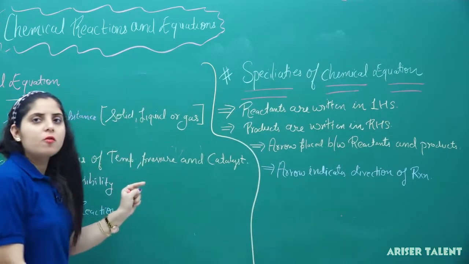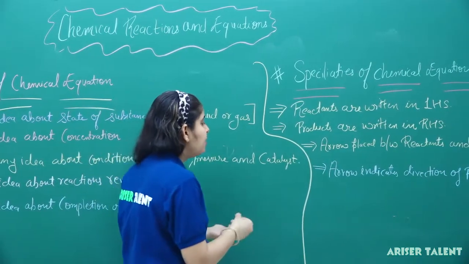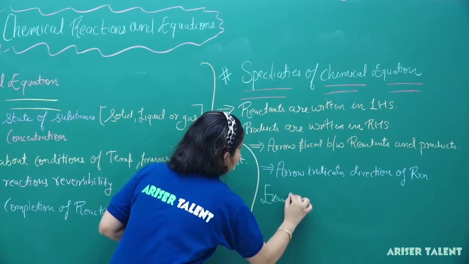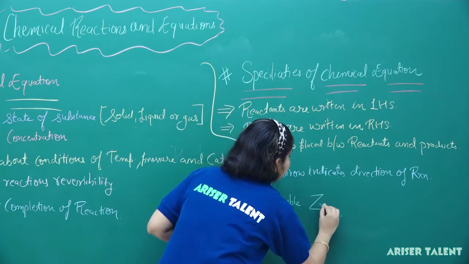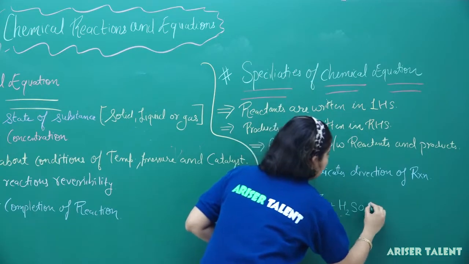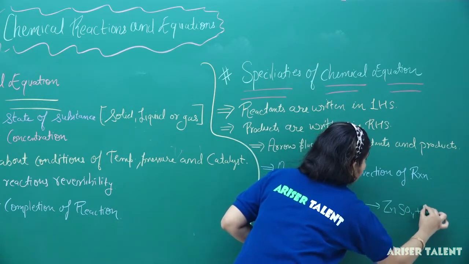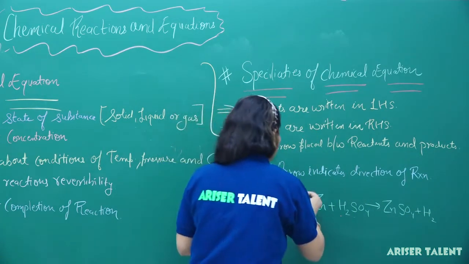So, these are some of the specialties of any chemical equation, which we will understand with the help of an example. Suppose I am considering the example Zn plus H2SO4 gives us ZnSO4 plus H2. So I am considering this basic example.